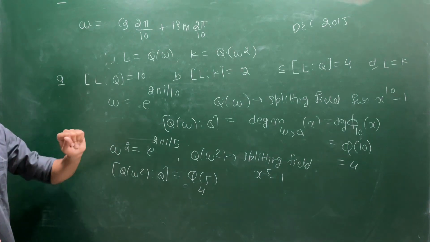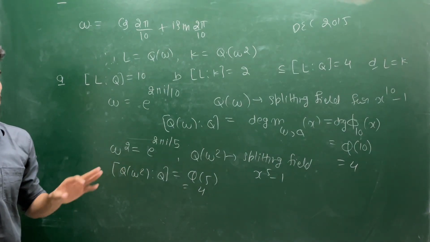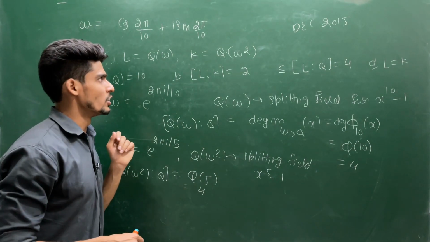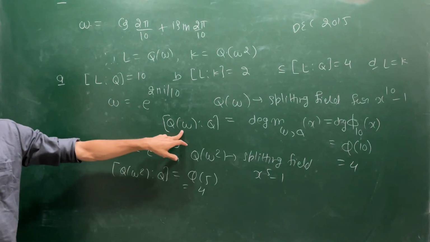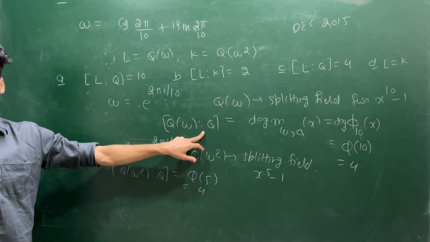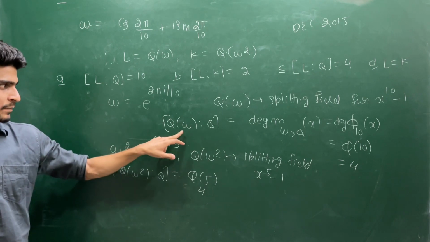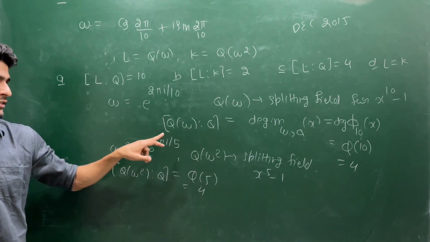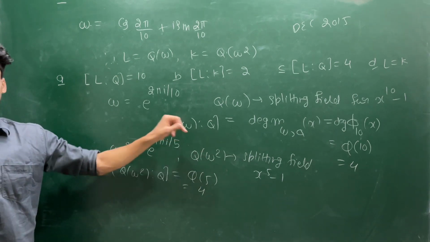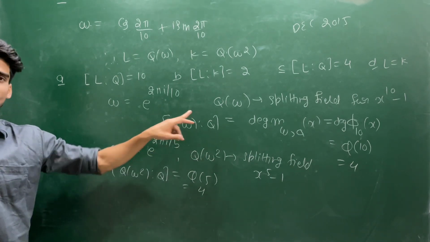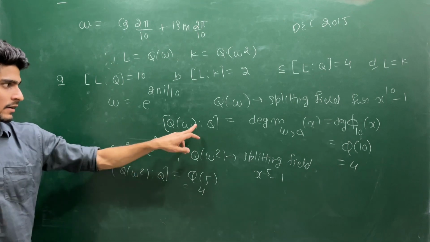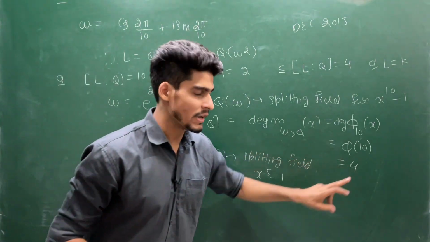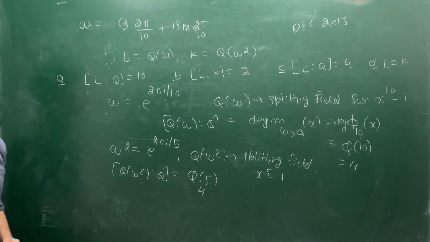Now what can you say about this Q(omega square) and Q(omega)? I gave you one particular concept: if the degree of extension is an odd number and omega is an algebraic element, so clearly this being a finite extension, this is algebraic, then Q(alpha) and Q(alpha square) will be the same. But here the extension is of even degree, we cannot use that concept.